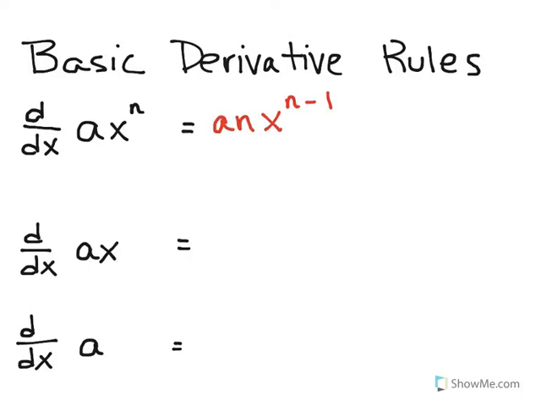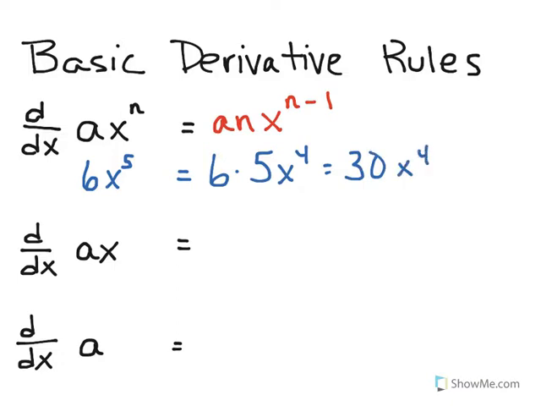It just means if we're taking the derivative of 6x to the fifth, that's equal to 6 times 5x to the fourth, which equals 30x to the fourth. The a is just a constant out in front. The n is the exponent from the top, and then we subtract 1 from the top over there.